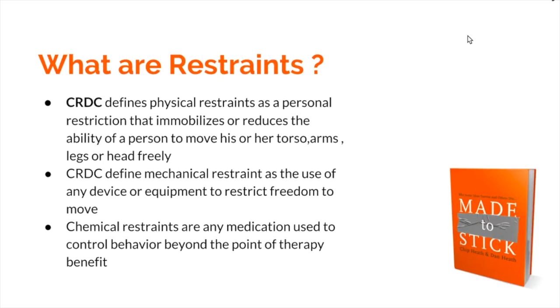CRDC defines mechanical restraint as the use of any device or equipment to restrict a student's freedom to move. The common forms of mechanical restraints are handcuffs, straitjackets, tape, straps, or tie-downs. A mechanical restraint does not include prescribed mechanical devices that compensate for orthopedic weakness to protect. Chemical restraints are any medication used to control behavior beyond the point of therapeutic benefit.